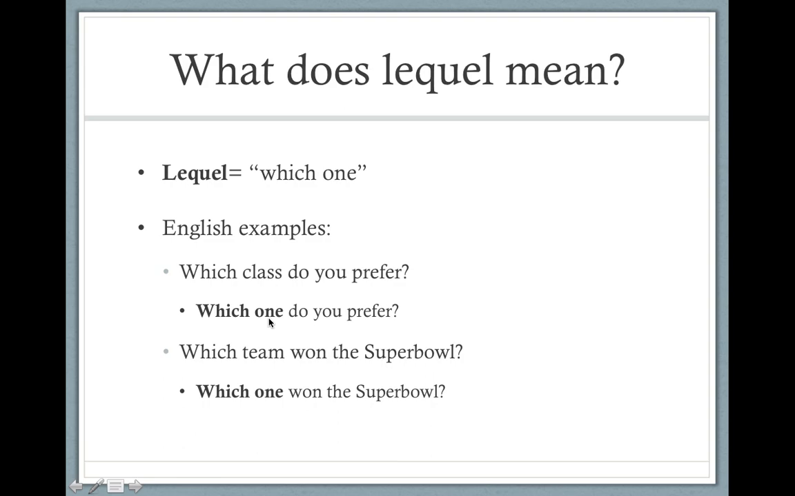So just a reminder that in general, you only want to use pronouns if it's already clear what you're talking about. Because if I just walk up to you and say, which one do you prefer, you won't really understand. So it's important to only use which one after the noun has been clearly established.